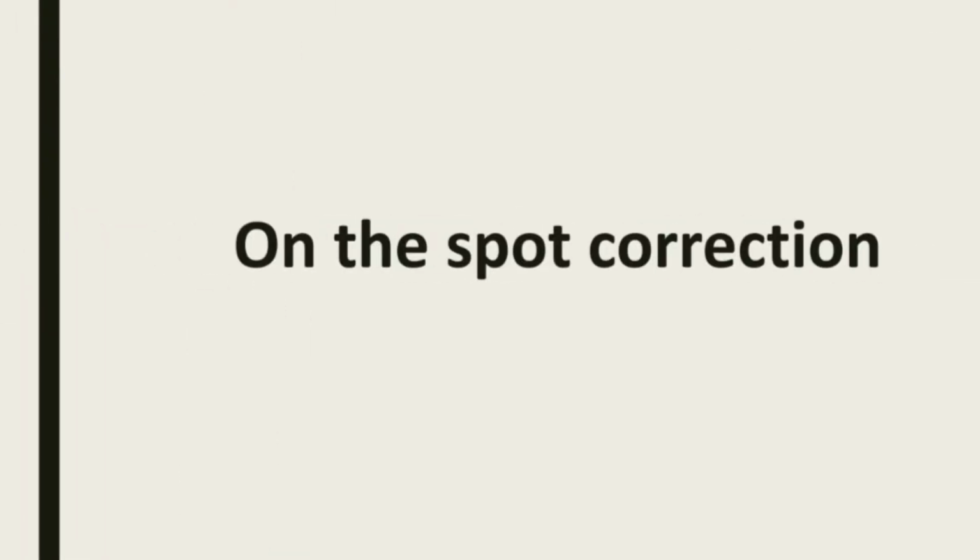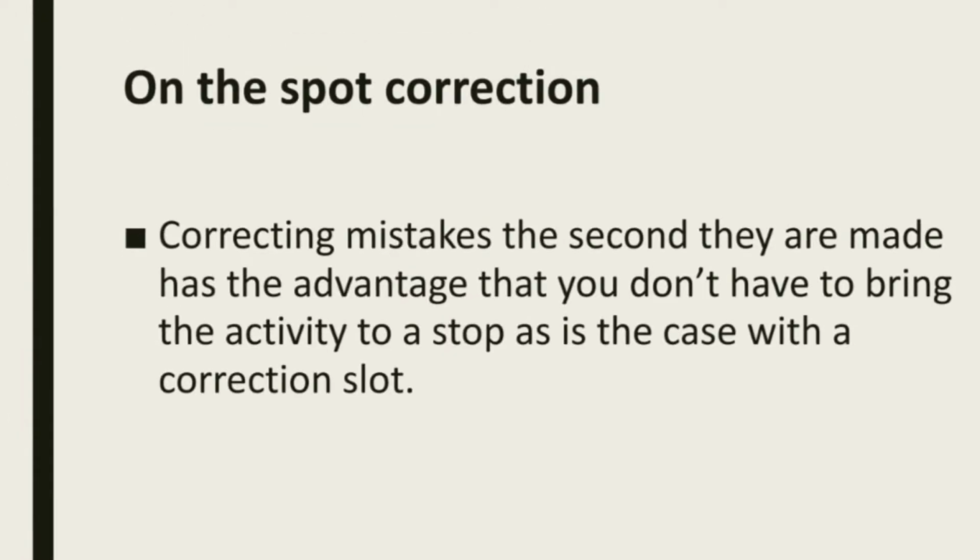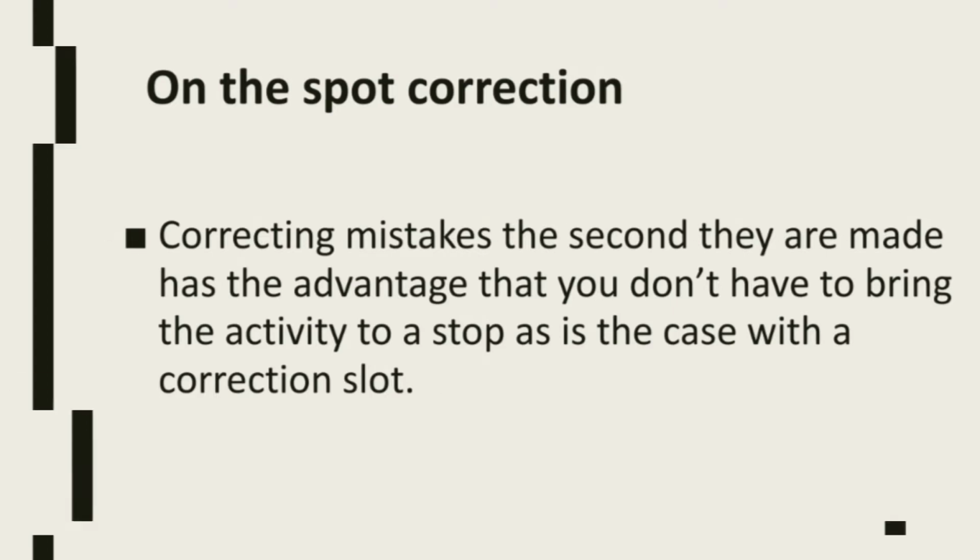On-the-spot correction. Correcting mistakes the second they are made has the advantage that you don't have to bring the activity to a stop, as in the case with a correction slot. There are students who don't want to be corrected, but most students are open to correction and often appreciate instant correction as it provides them the basis for improvement.